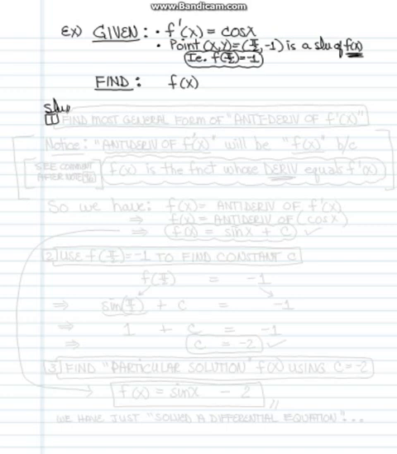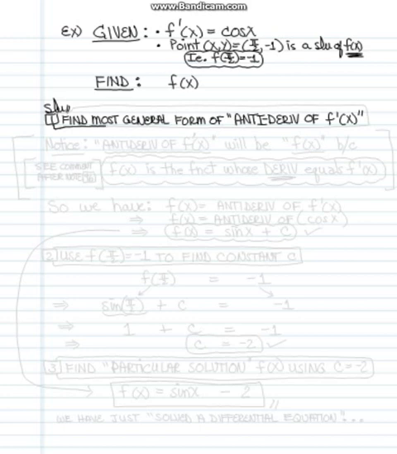Then we're asked to find the function f of x. We don't know f of x. We know f prime. We know a point on f of x, but we don't know f of x. So here are the steps for doing this problem. Step 1. First, we're going to find the most general form. Most general form means we're adding c to it. Most general form of the antiderivative of f prime of x.